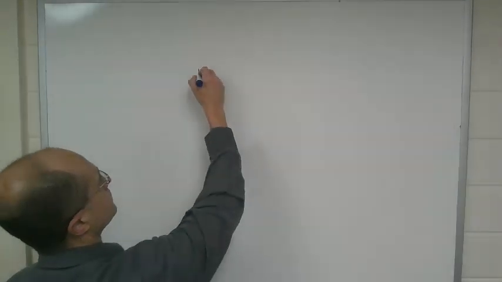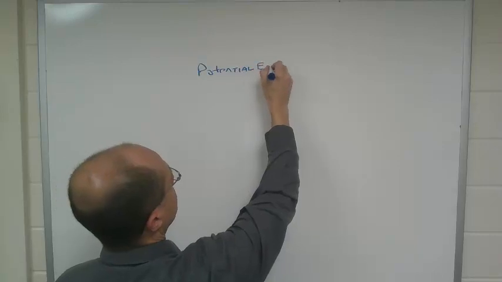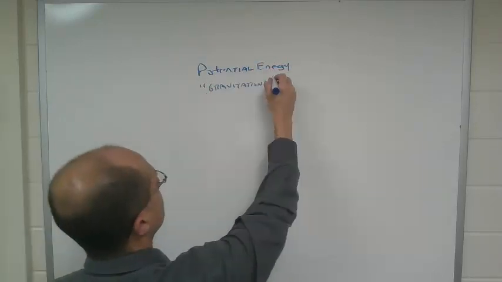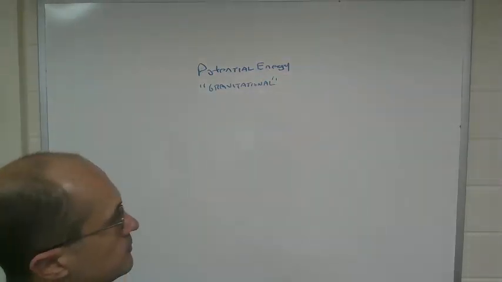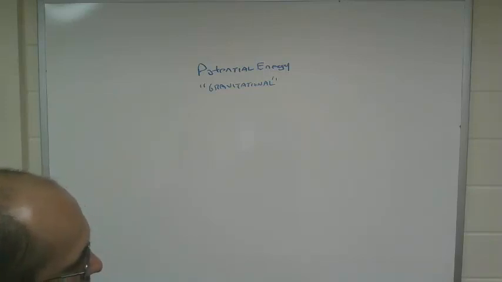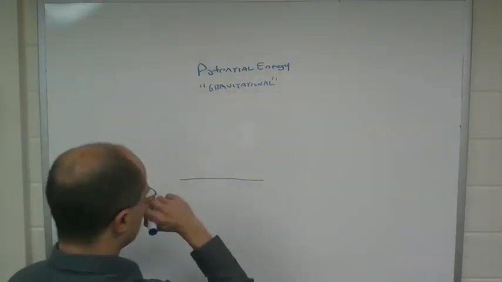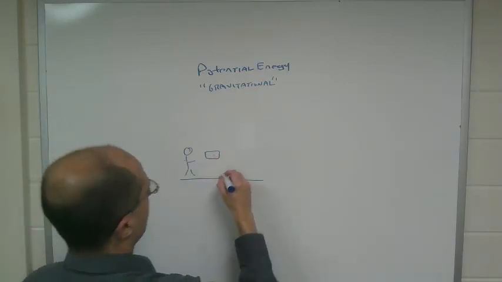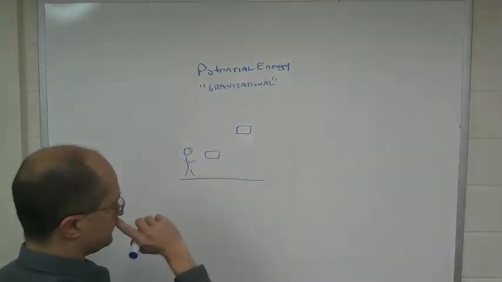So we want to be able to calculate potential energies. And the first one that we want to look at is the gravitational. And gravitational potential energy is due to a change in your object's location above the surface of the Earth. So you can imagine you have some object and then you raise the height of the object.